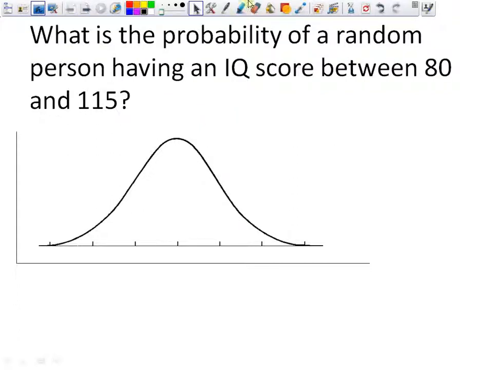So let's look at another one. This time we're trying to find the probability of an IQ score being between 80. Let's see, this is 85, so 80 is right here.